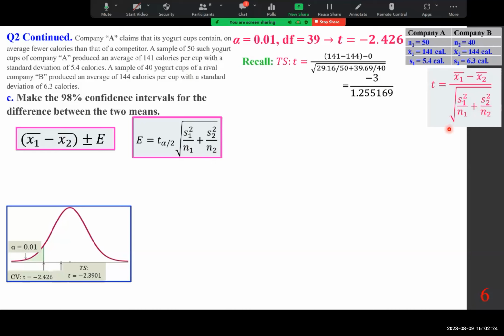I want you to take a look at this one. These two are the same. So this denominator, which is calculated here, we already have it here. Take a look, these two are identical. Again, I want to show you how to use the minimum amount of calculations.